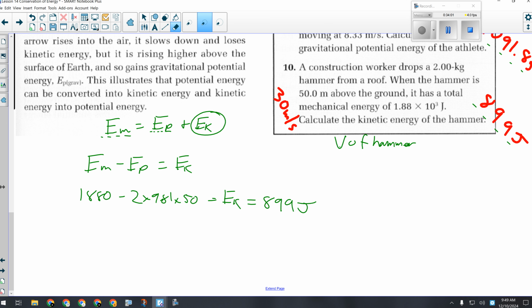If it was me making up this question, the part B would be, what is the speed of the hammer? Well, if this is EK, same as the last one, 899 joules equals 1/2 times the mass times the speed squared. So if I want to get the speed, I take the half of m and I move it over by dividing.